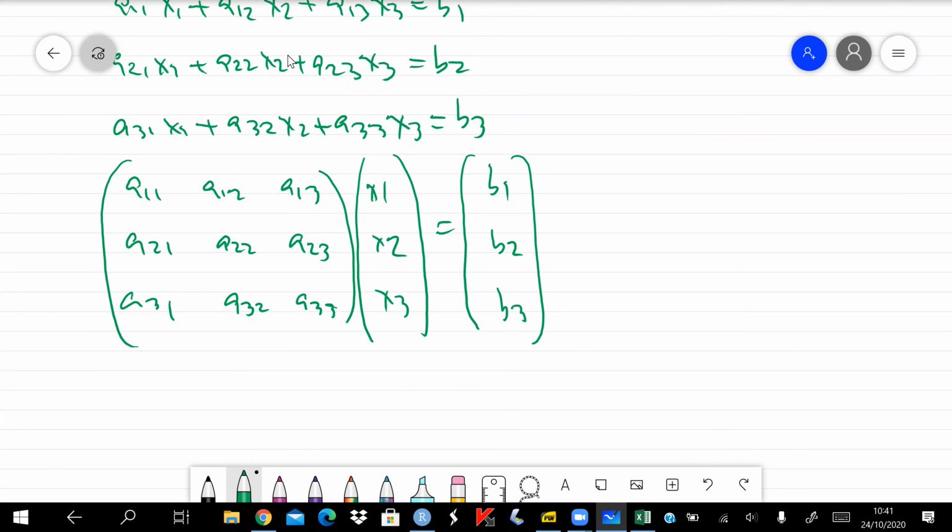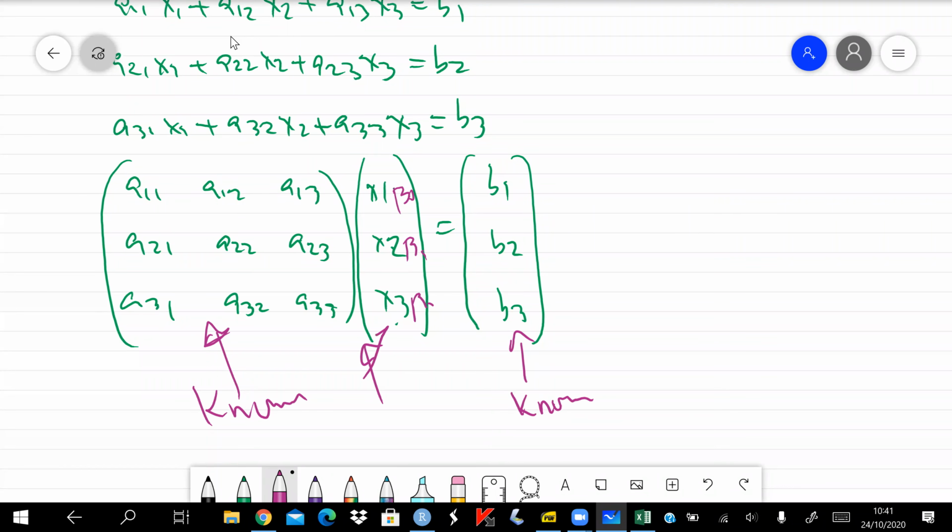Remember, in our problem, what we are trying to solve will not be having x1, x2, and x3. Instead, we shall be having beta naught, beta 1, and beta 2. And here we shall be having some constants, some numbers. So this one is known, this one is known, this one is unknown, this one is unknown. And this is what we are trying to figure out.